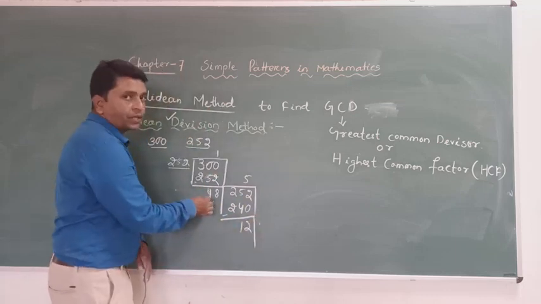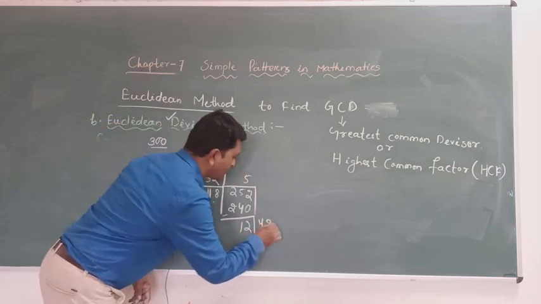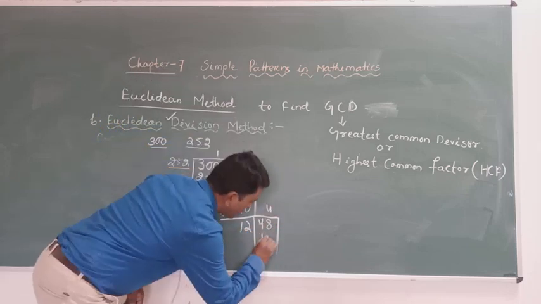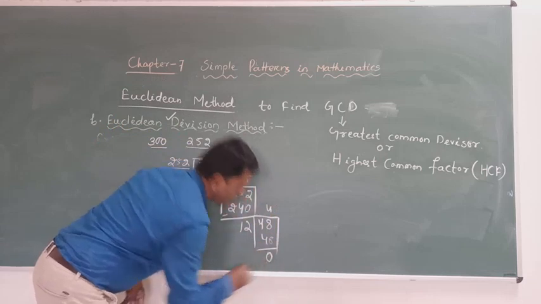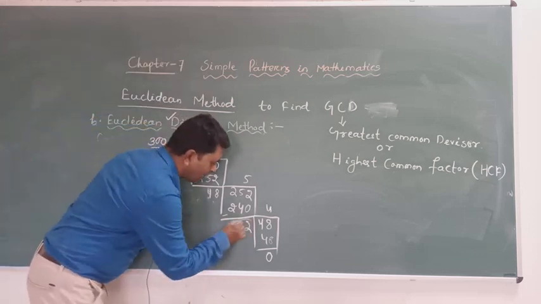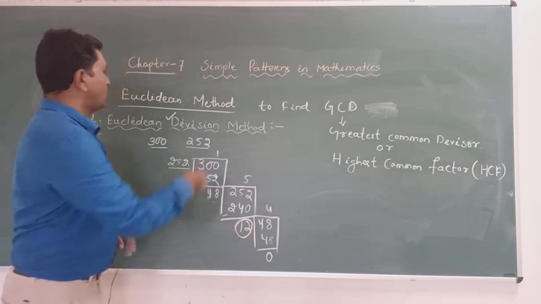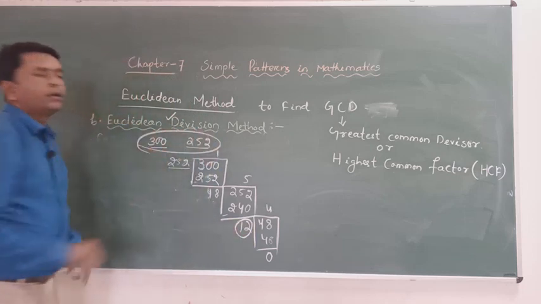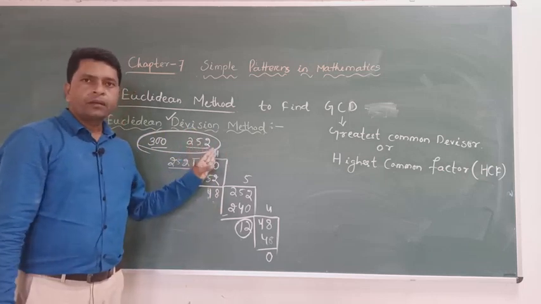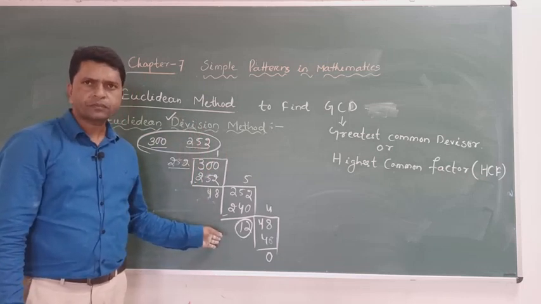Again we have to divide 48 by 12. 12 times 4 is 48, and it gives 0 as the remainder. So the last divisor is 12, and it is the GCD of 300 and 252. Go through this very simple method and practice it. Okay, thank you.